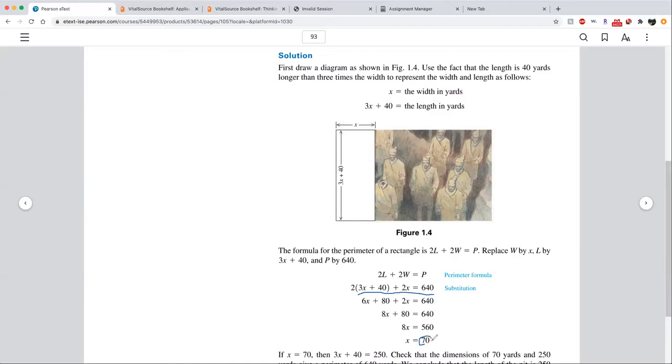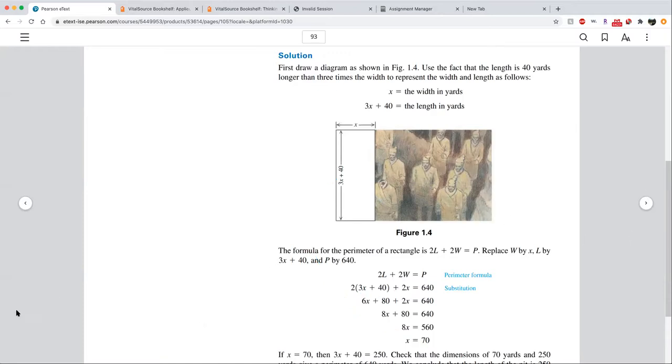But that's not the answer, because the question is to find both the length and the width. We just got the width, and to find the length, we plug 70 into here. So 3 times 70 plus 40, which is 250. So the length is 250, width is 70, that's the answer. Okay, so let's move to the next problems.